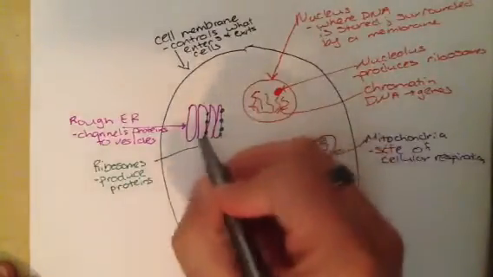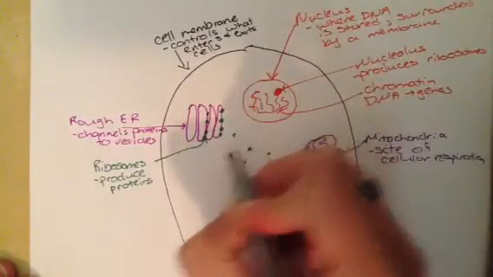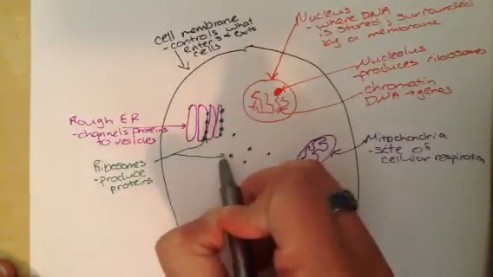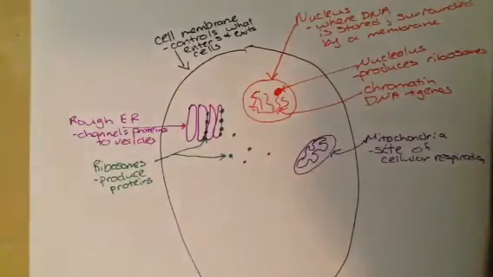You can have ribosomes that are attached to the ER, and you can have ribosomes that are floating around, and they're called free ribosomes. These free ones produce proteins for the cell. These attached ones produce proteins that are going to go outside the cell.